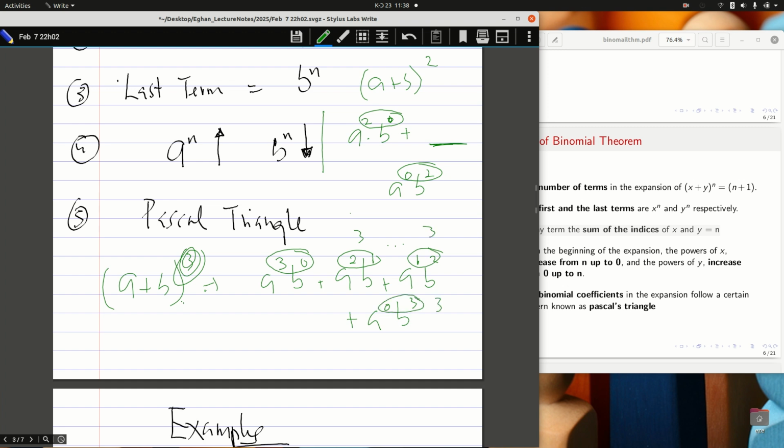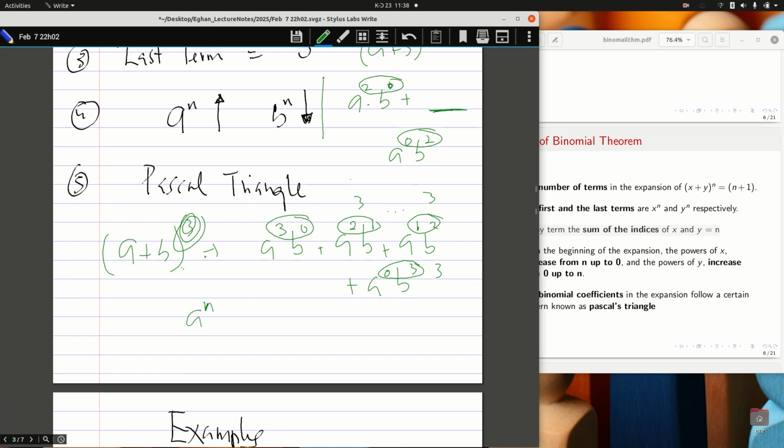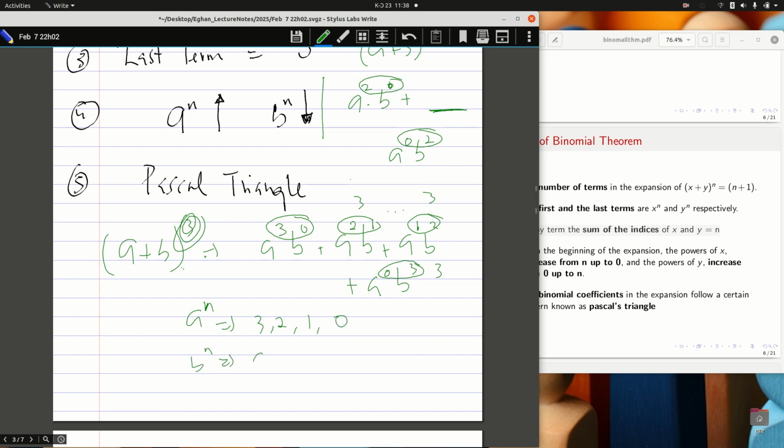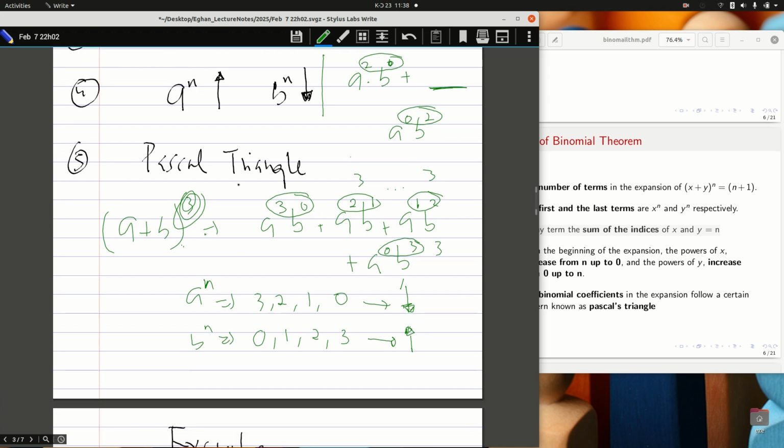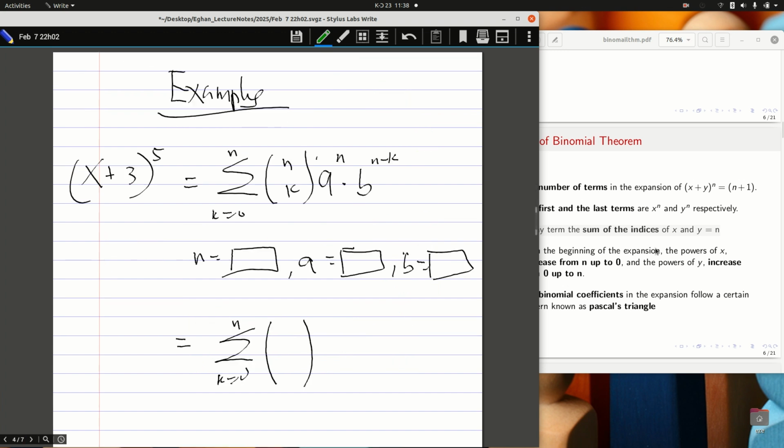If I sum this, I have 3. The other rule says that as A increases, let's look at the index of A. It was 3, it came to 2, it came to 1, it came to 0. The index of B started from 0, it went to 1, it went to 2, it went to 3. What do you see? As this was decreasing, this one here was increasing. And that is it. Again, these coefficients are from the Pascal triangle. You don't forget that. Let's quickly take examples. I'll take 2 examples and then I end the session.